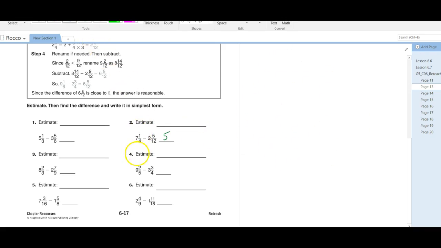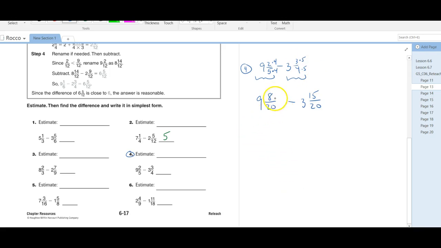All right, last one we're going to do is number 4. So we have 9 and 2/5 minus 3 and 3/4. What's the common denominator between 5 and 4? That would be 20. Now, with this, I have to multiply 5 by 4, 2 by 4. That'll give me 8. I have to multiply 4 by 5 and 3 by 5. That gives me 15.